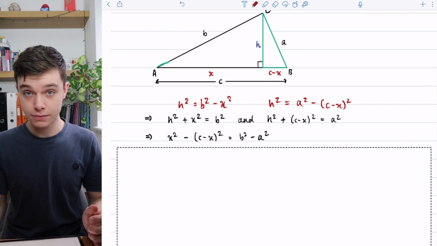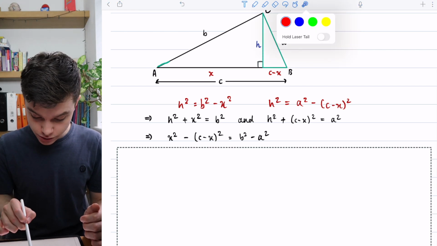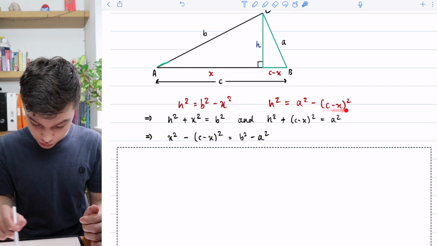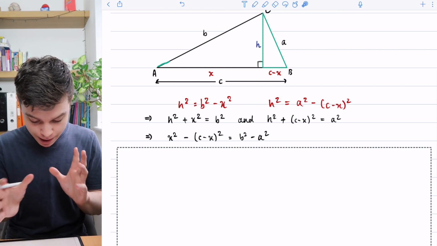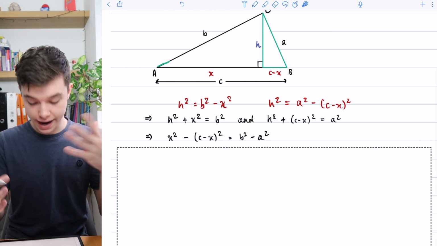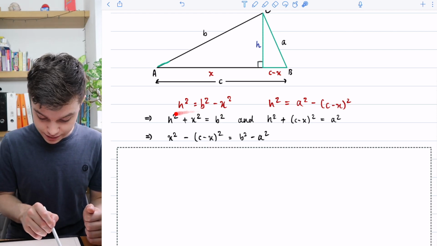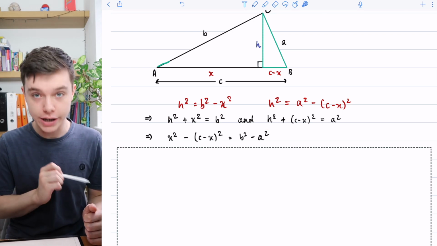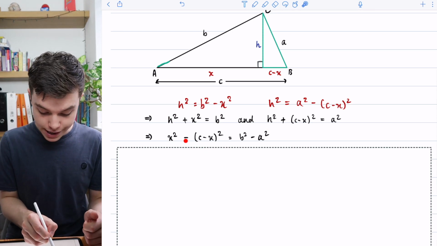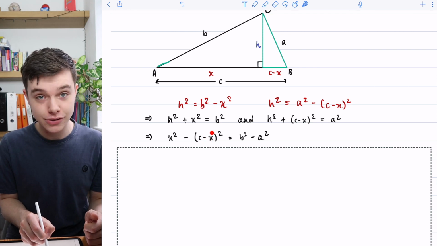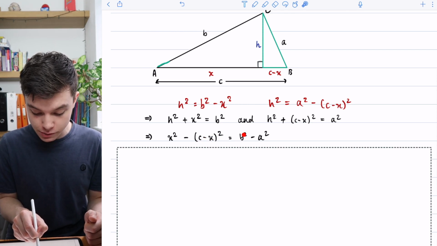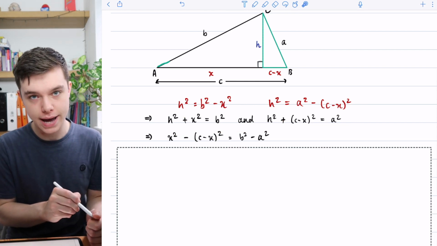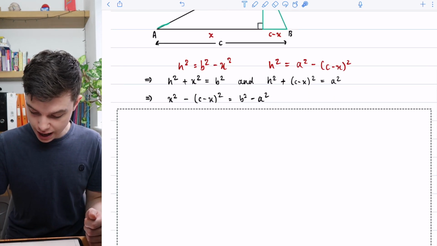And then we've set those equal to each other. So we've rearranged just to get h on its own on each side, and then we've set these equal to each other, I think. The signs might be a little bit different, and you could also just take them away. So what I've done here is took this one away from this one to give us this equation here. So we have x squared minus c minus x all squared is equal to b squared minus a squared. I've just merged them together because they've both got the h squared in them. Hopefully you can see how I've done that.